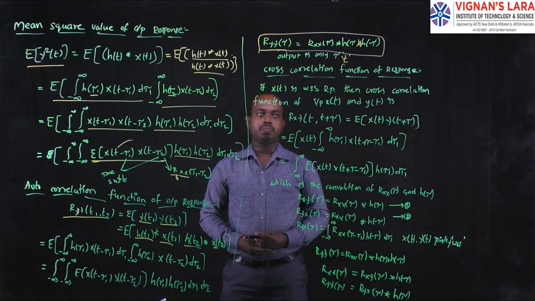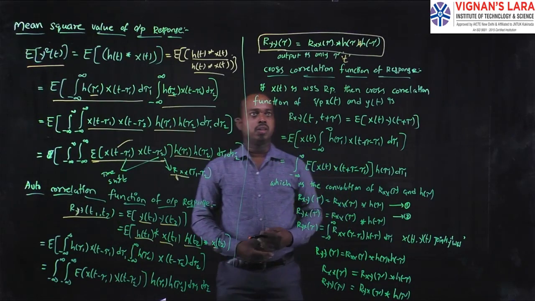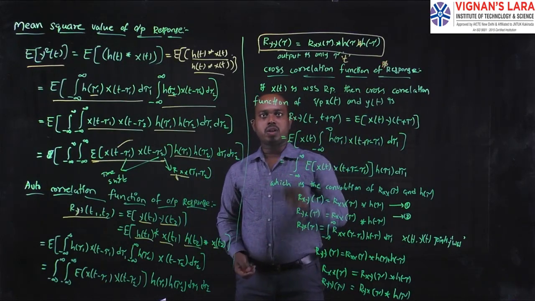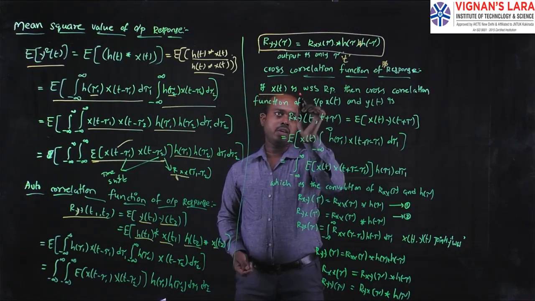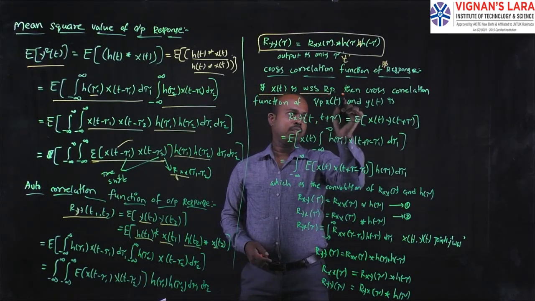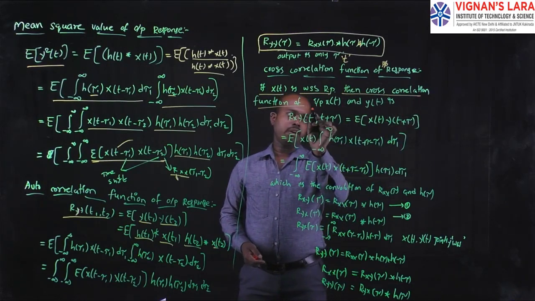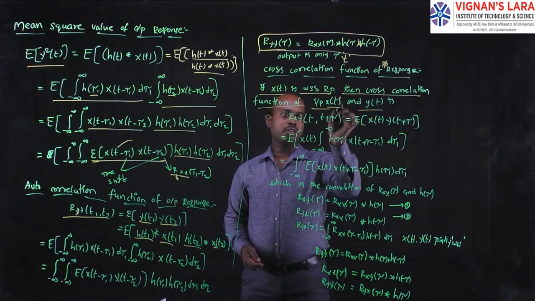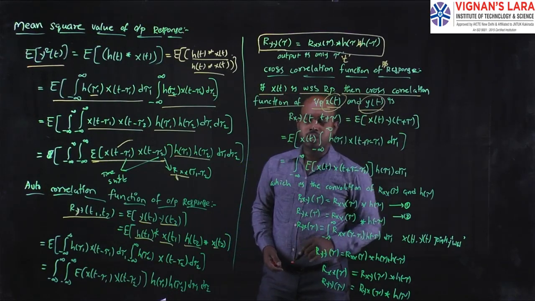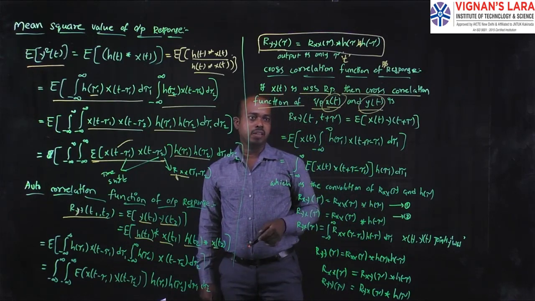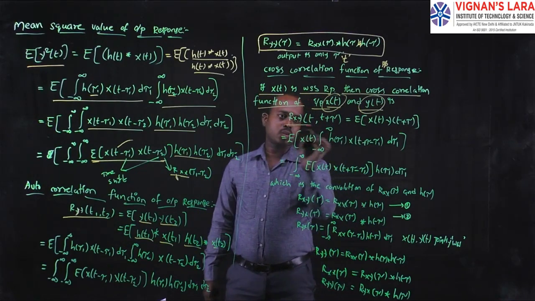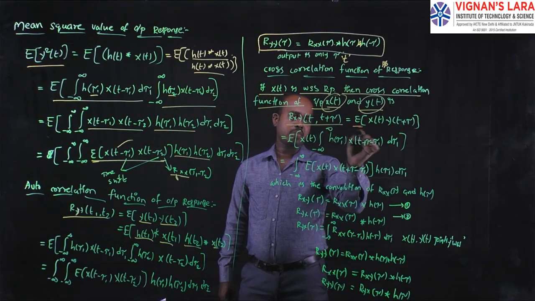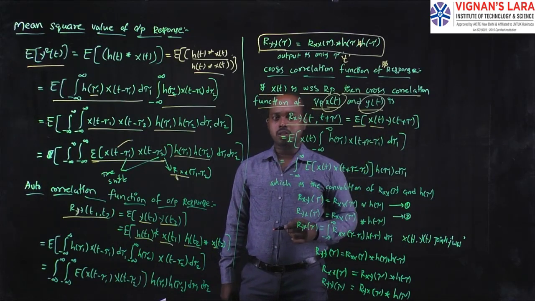This is the response we obtain when applying the autocorrelation as the input to the system. Now let us look at the cross correlation function of the output response. For that, consider x of t to be a WSS random process. Then the cross correlation function of input x of t and y of t, where x of t is the input and y of t is our required outcome, is Rxy of t comma t plus tau, equal to the expectation of x of t into y of t plus tau.